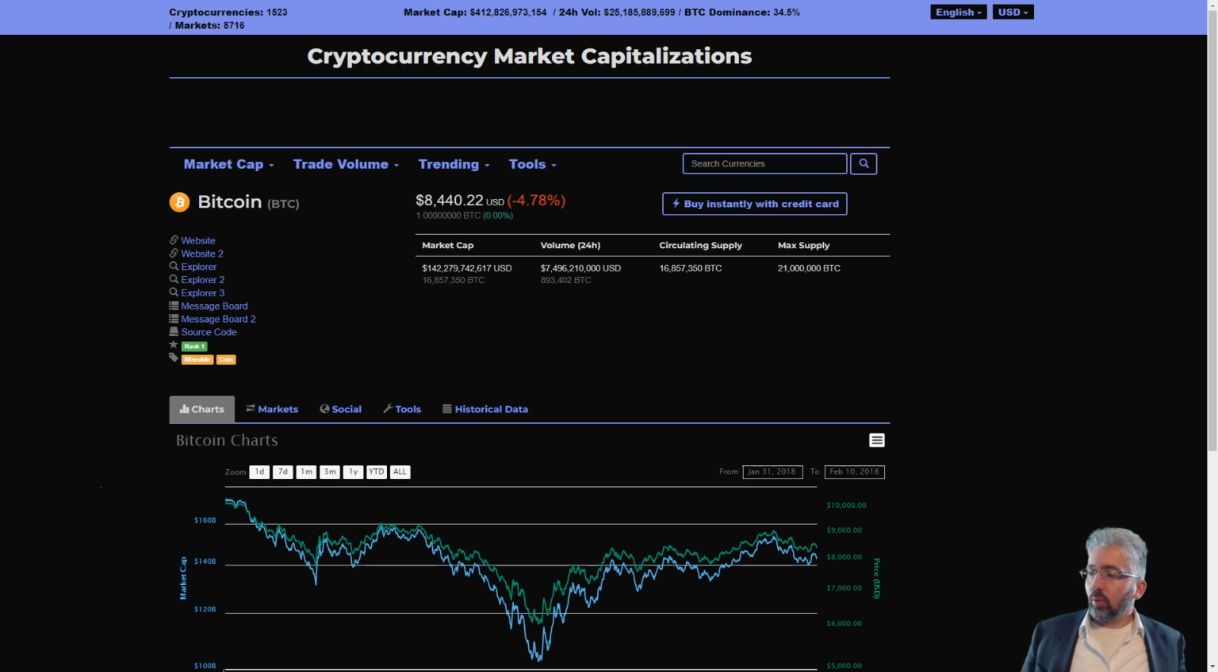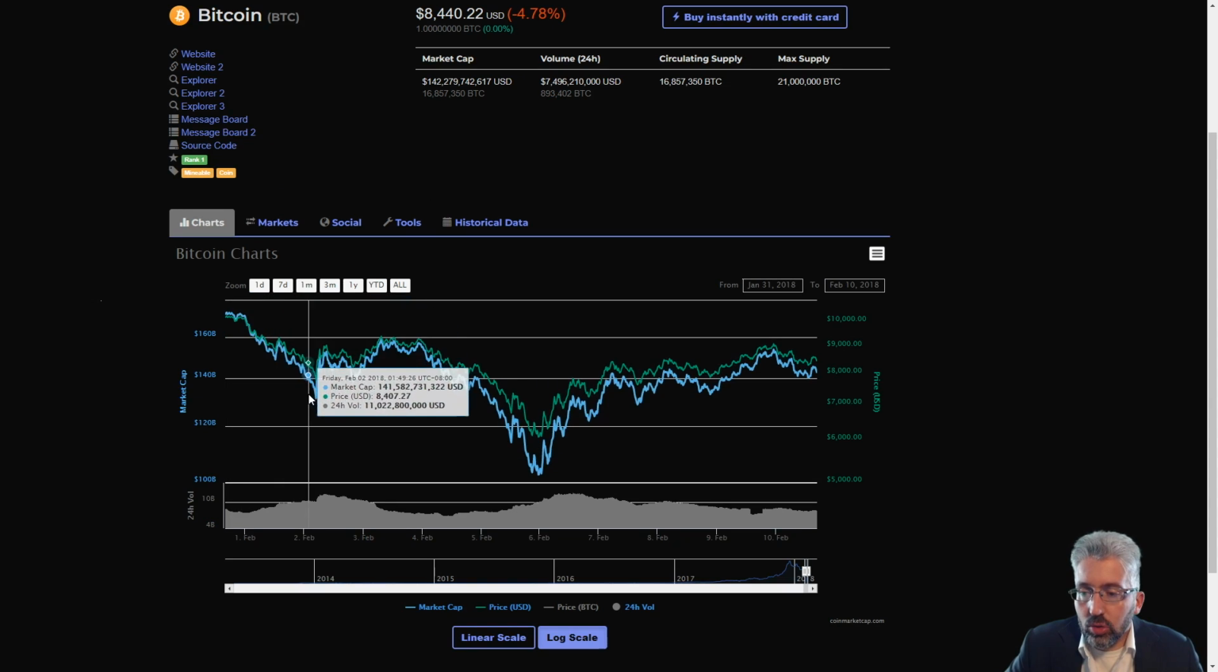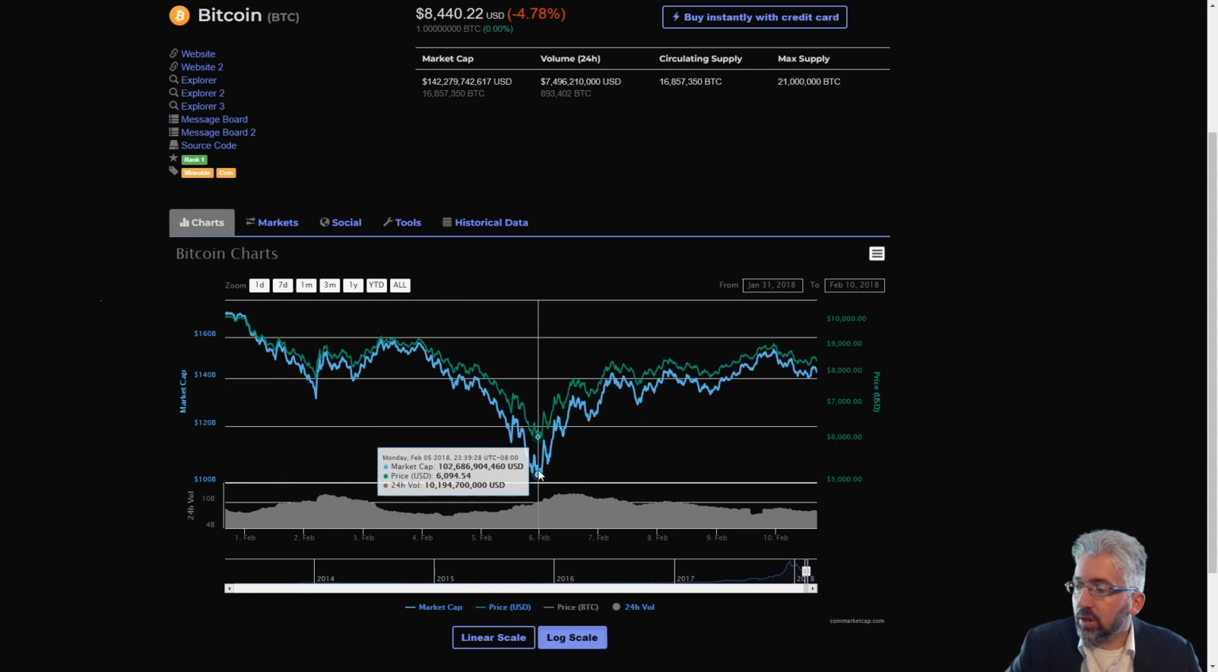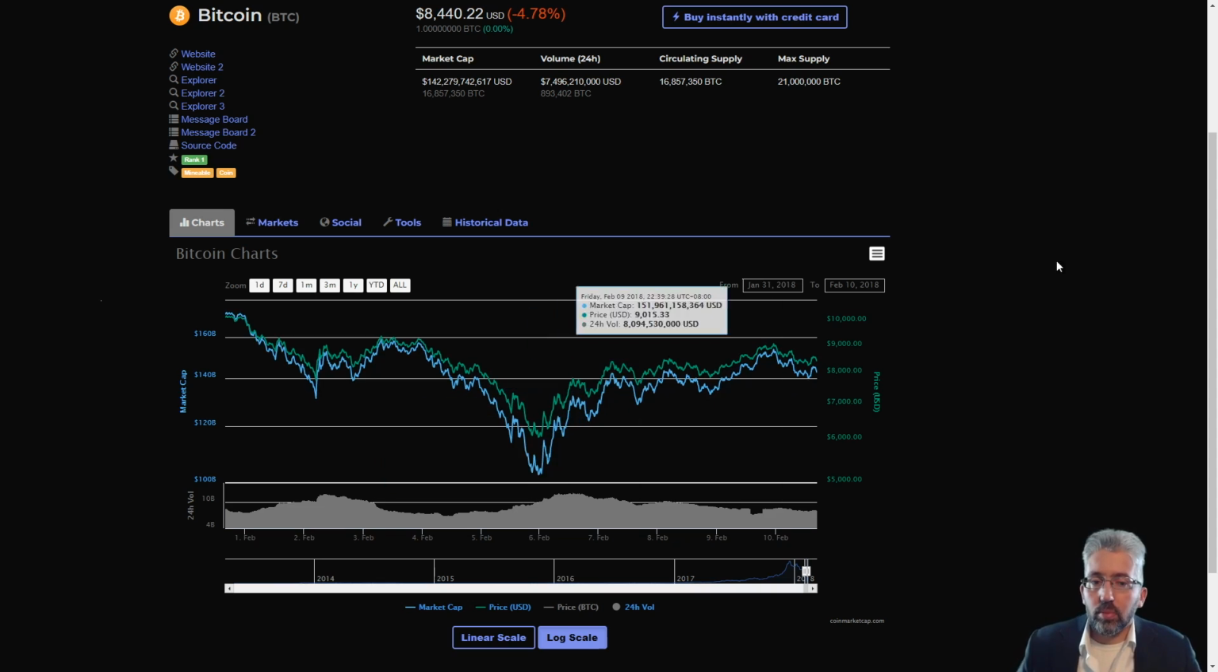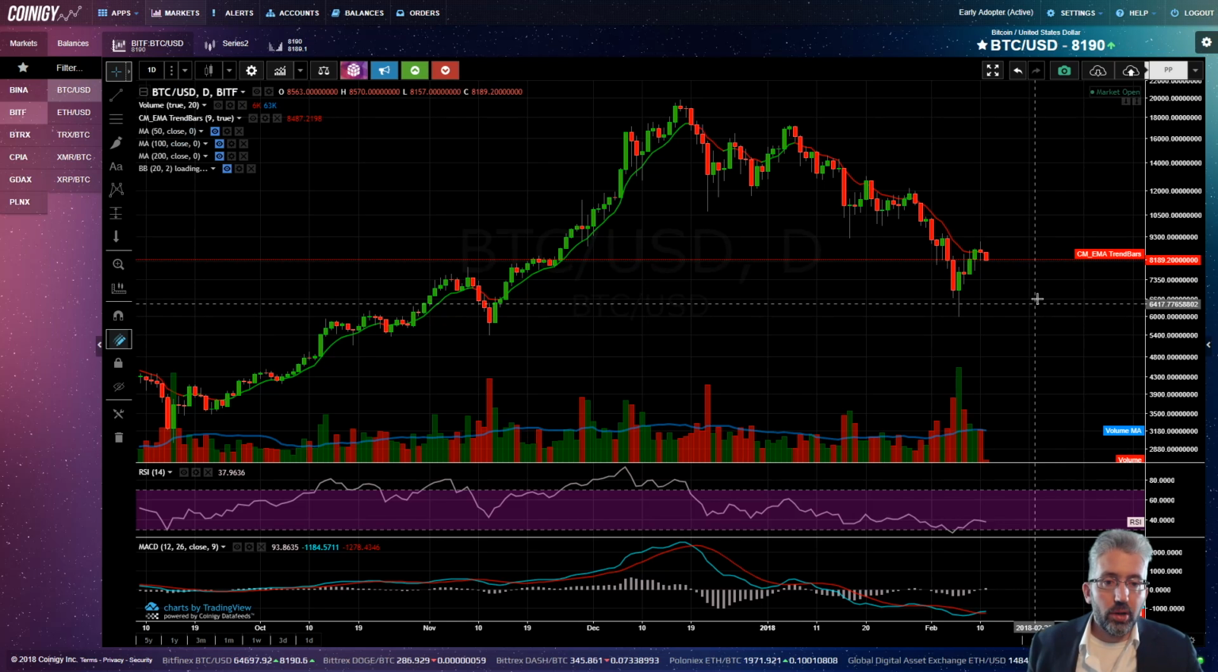And the three coins that I would like to talk about are Bitcoin, Stellar, and Lisk. So let's get right into it. Okay, Bitcoin market cap $142 billion. And what we see here is definitely the two corrections that took place over the last 2 weeks. And right now we seem to be in an upwards trend from this latest low. Let's have a look at the chart.